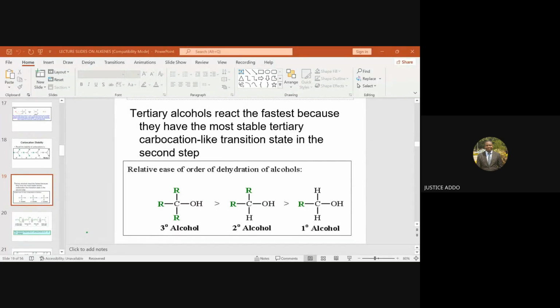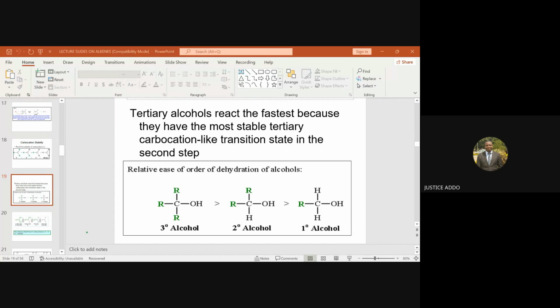What you see on the slide, in real exams I give very specific examples, with some being primary, some being secondary, some being tertiary. And then I'll ask you to arrange them in order of increasing stability. So if you can't identify a tertiary carbocation, how then do you arrange it? If you can't identify a secondary carbocation, how do you arrange it?